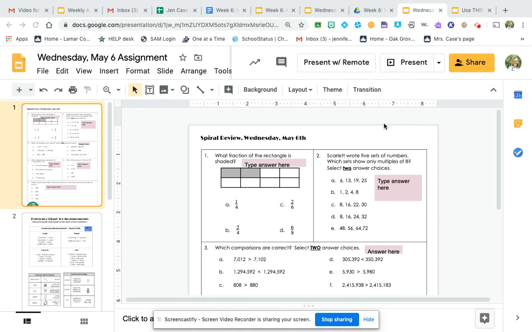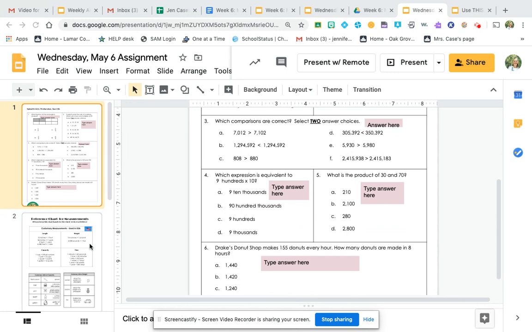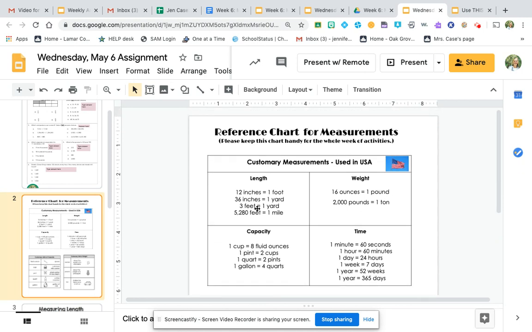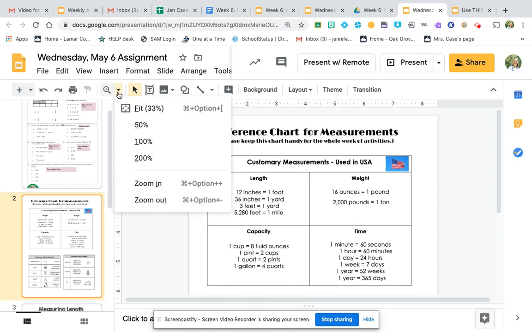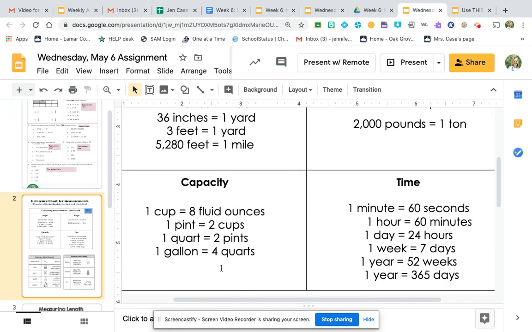We're starting a new unit for the next 5 days, and it's on measurement. First, you'll have your spiral review like you always do, and then you're going to have these reference charts that you're probably going to need to refer to every day. We did a little bit of this before we left for spring break during bell work. We talked about length, weight, capacity, and time, which you've been talking about for years now.